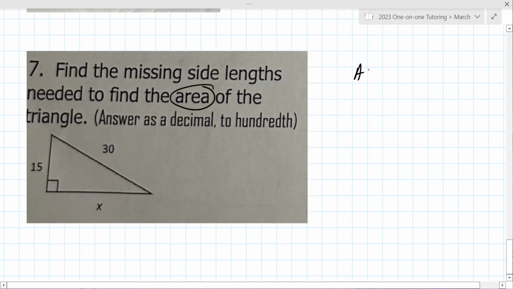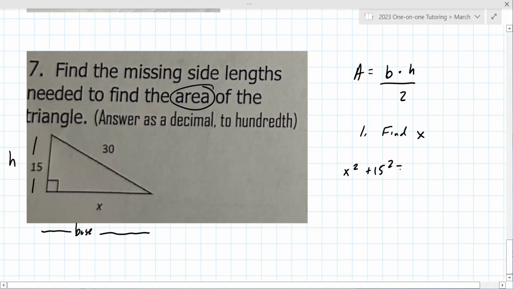Do you remember the area formula from maybe a previous class? I don't. It's base times height divided by 2. Oh, yeah. So the base is the thing that it sits on, typically, or rests on, and the height is the other dimension there. So we actually don't need the 30 for the area, but we need X. So we need to first find X, which we'll calculate now. So that's like you've been doing. X squared plus 15 squared equals 30 squared.